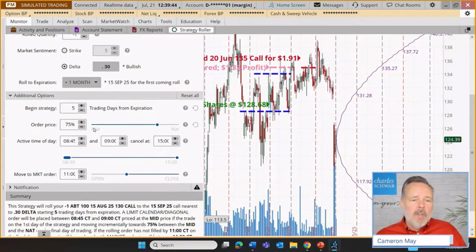Actually, the system will start at the mid and then work its way upward, just like a trader trying to get the best fill price: okay, it's not filling, let me move that a little bit and try again, and try again. That's what the system will do. It'll automatically start at the mid, but it will not go all the way to the natural if you've said, let's say, 75% of the way to the natural is the highest price I want to try to get.